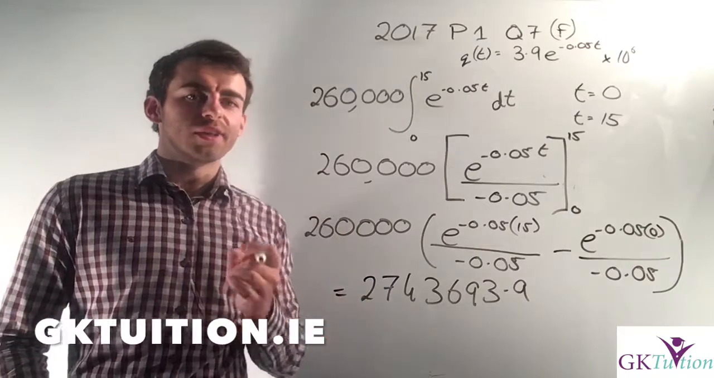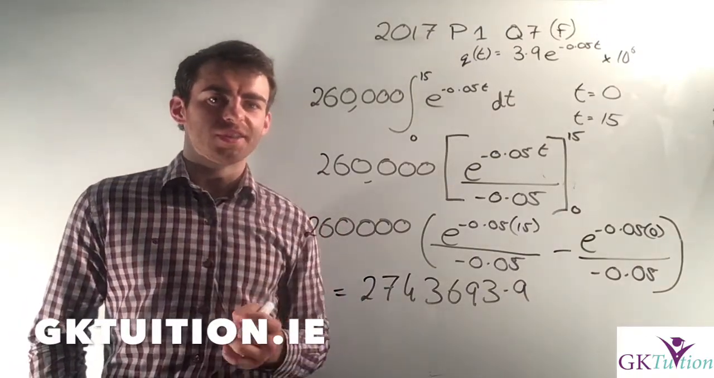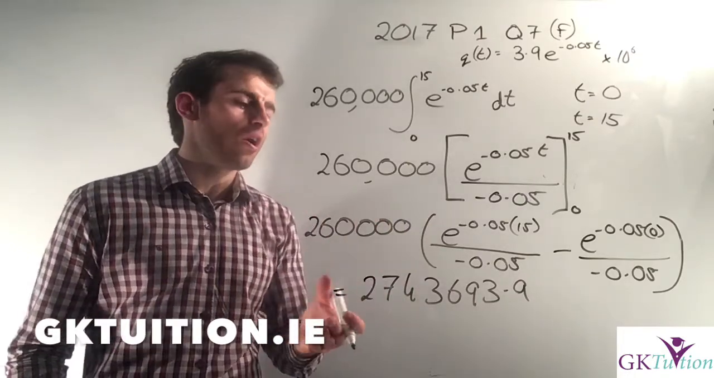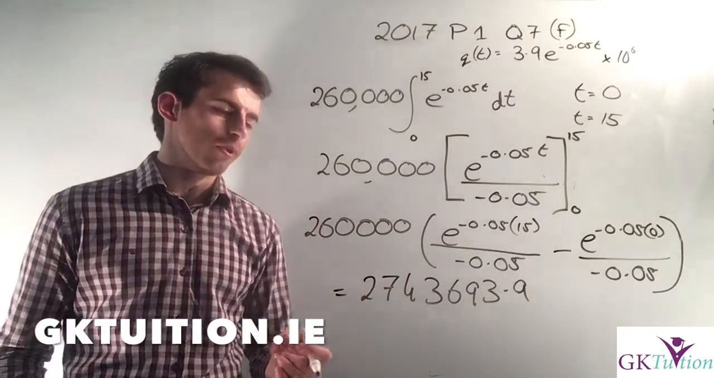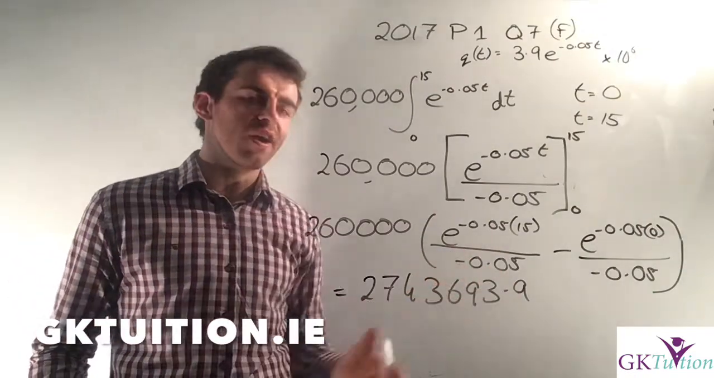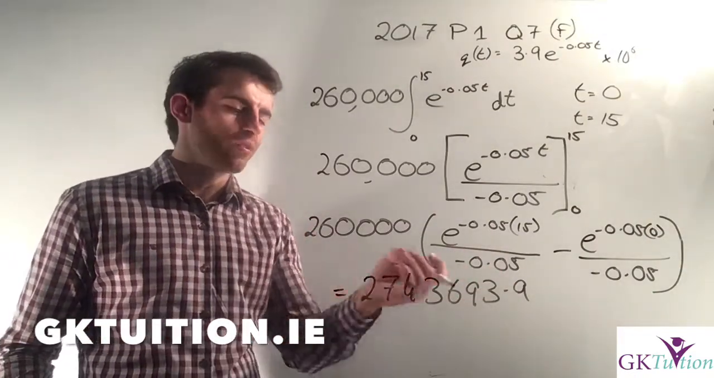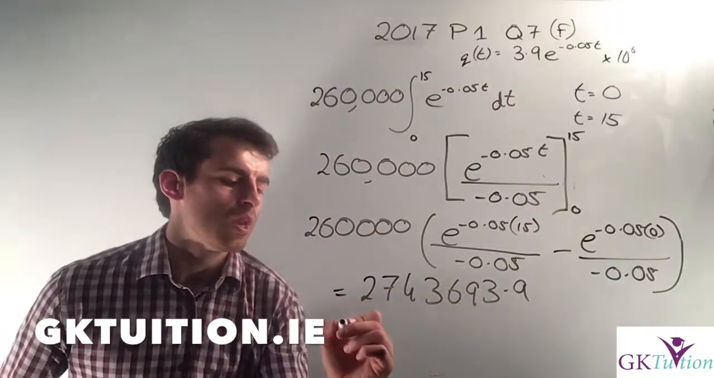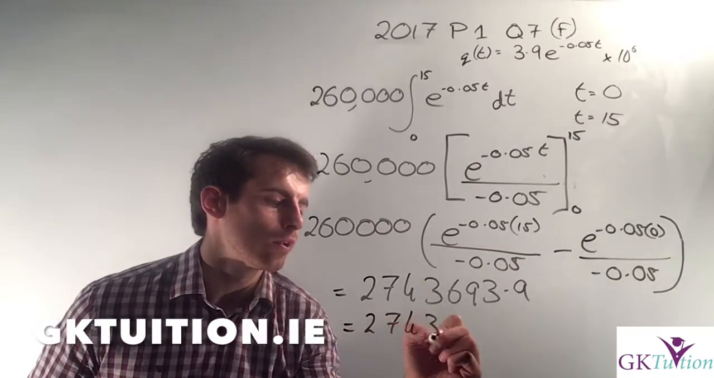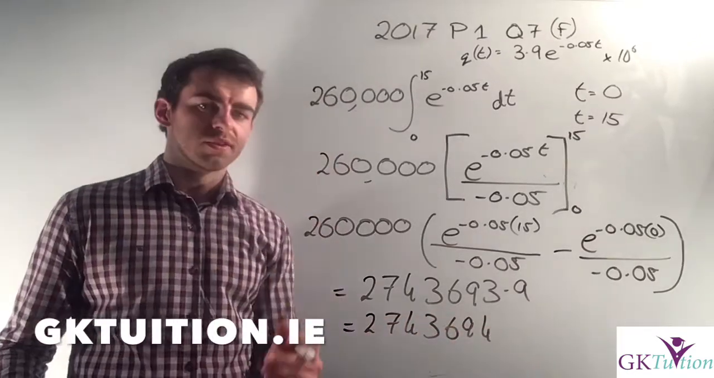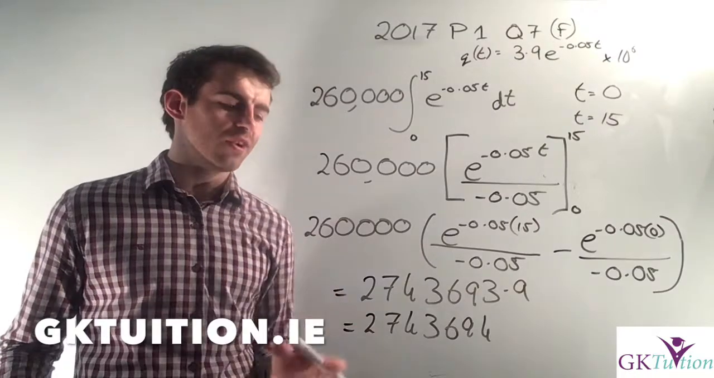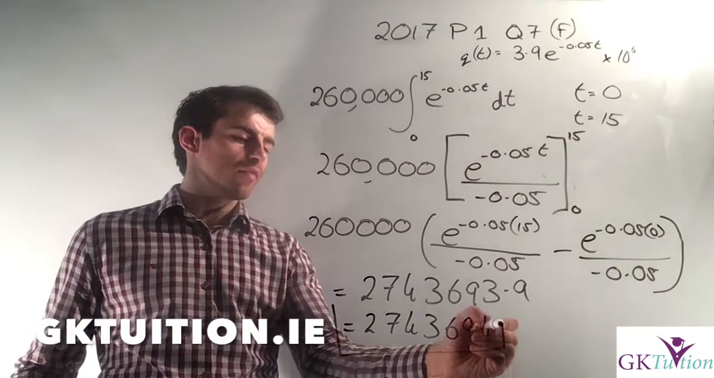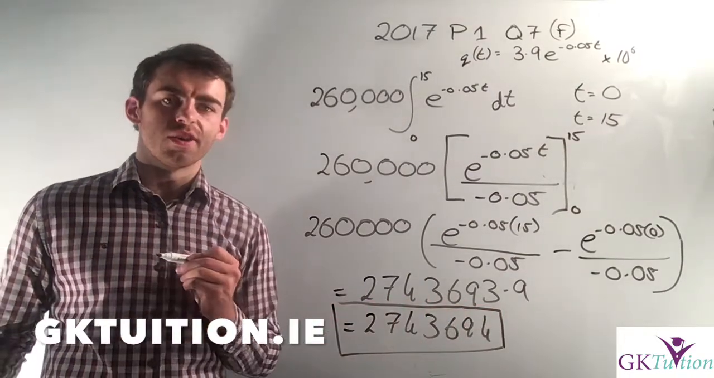Remember, I'm working out the average population in Avalon City between 2010 and 2025. So obviously, I'm talking about a certain number of people. It doesn't make sense to have 0.9 at the very end. So I need to round this off to the nearest person. Clearly, if it's 3.9, I should round up to 4. So my final answer is 2743694. So the average predicted population in Avalon City between 2010 and 2025 is 2,743,694.